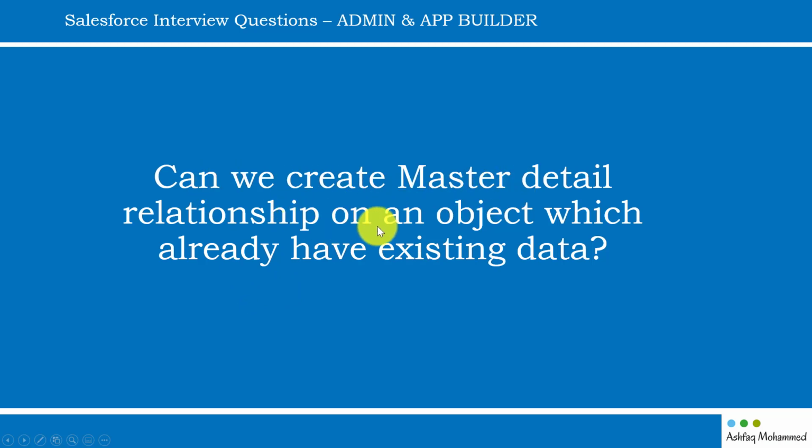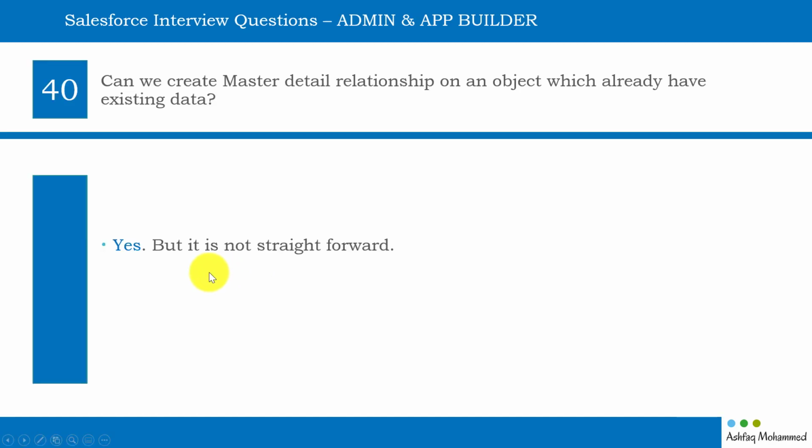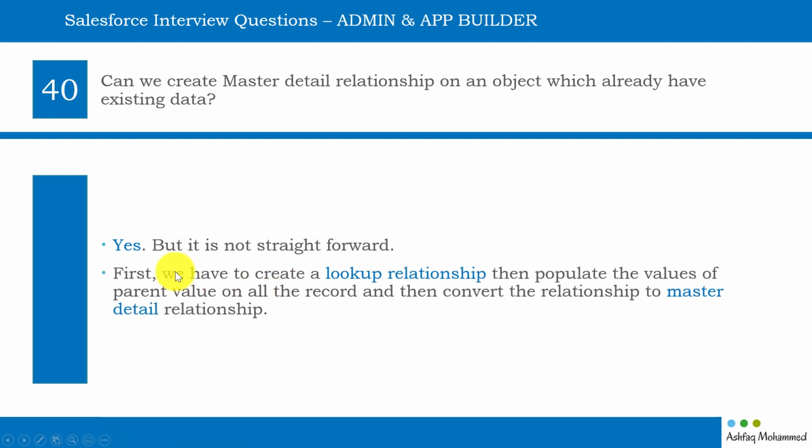Can we create a master detail relationship on an object which already has existing data? Again, this is a similar question. The answer is yes, but it's not straightforward. First, we create a lookup relationship, then populate the parent value on all the records, and then convert the relationship to master detail. Whatever I explained just before this question is the same answer here. But interviewers might ask in different ways, so be ready to answer whatever questions they ask.